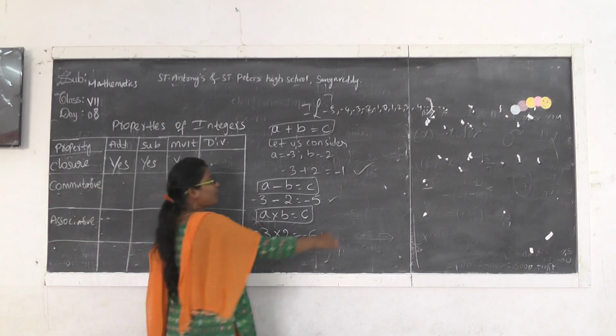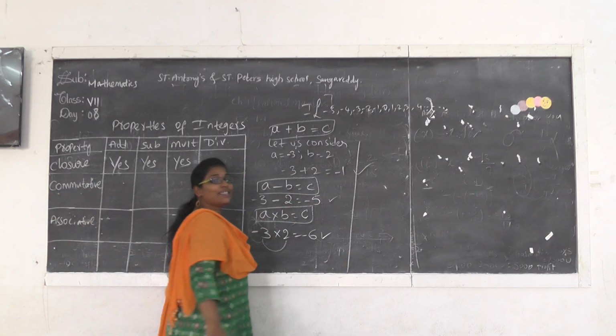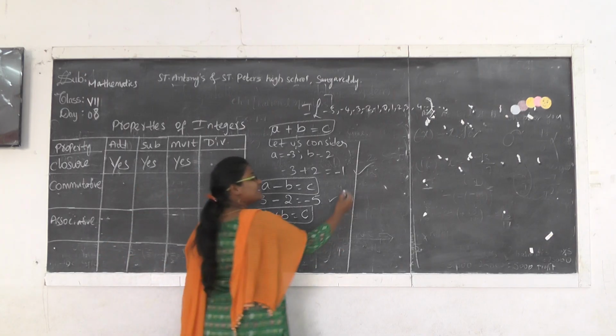Next, closure property under division. So what is the closure property under division now?